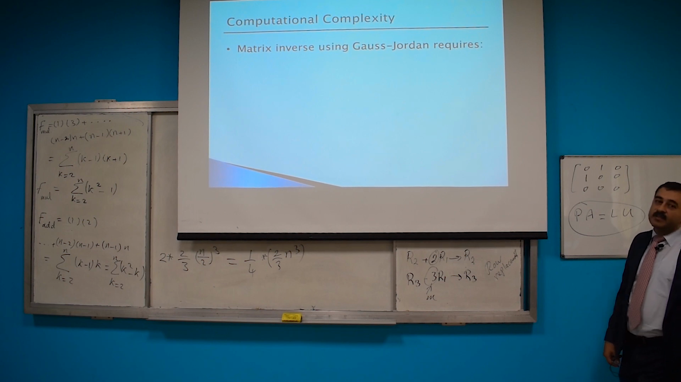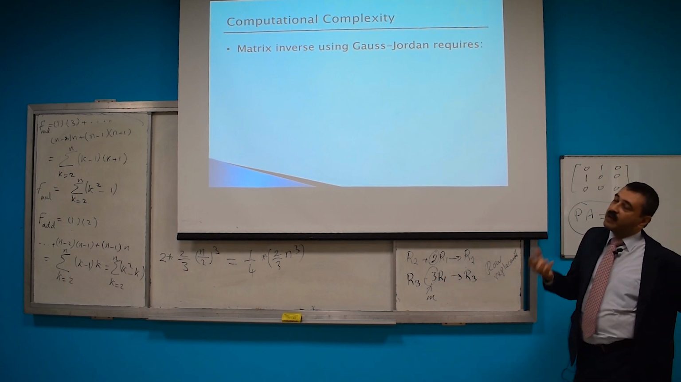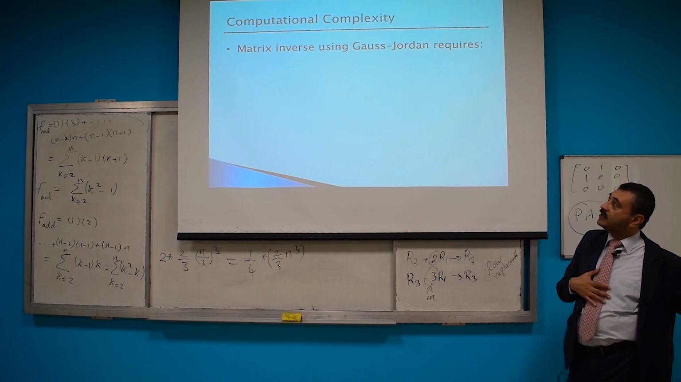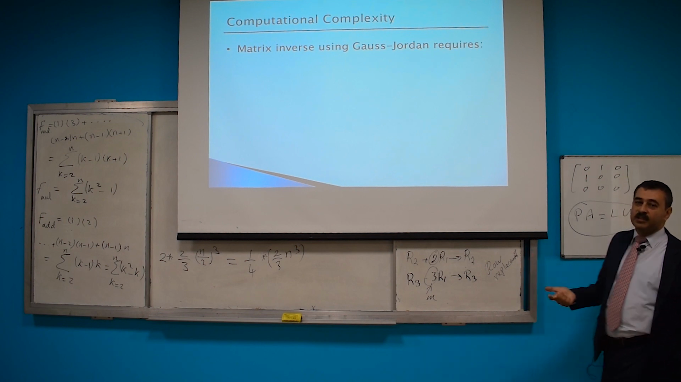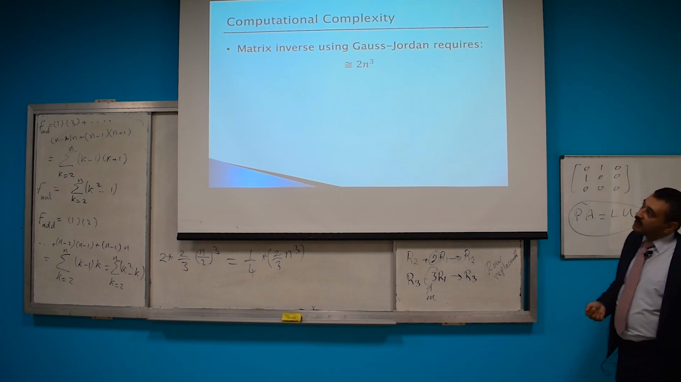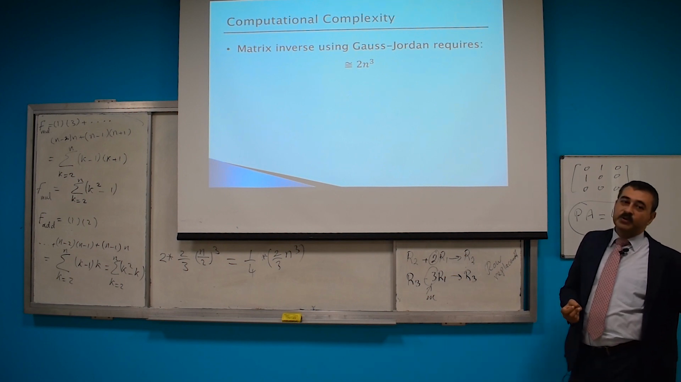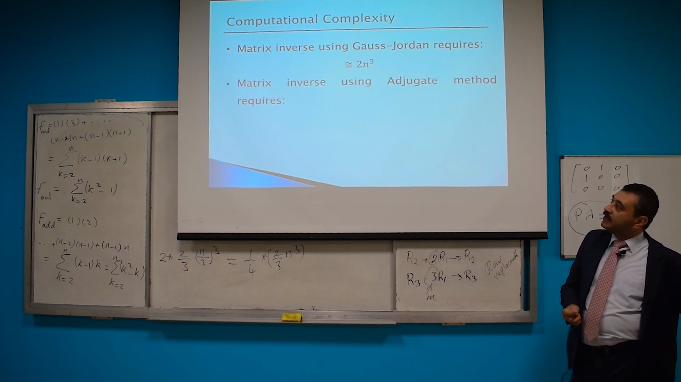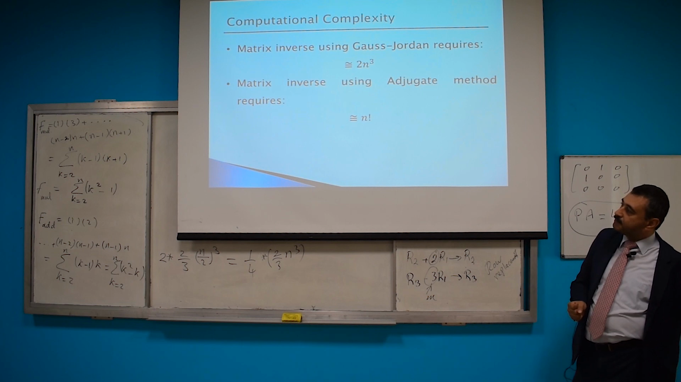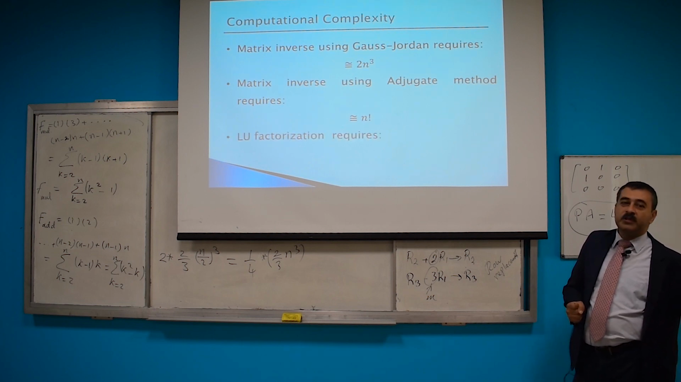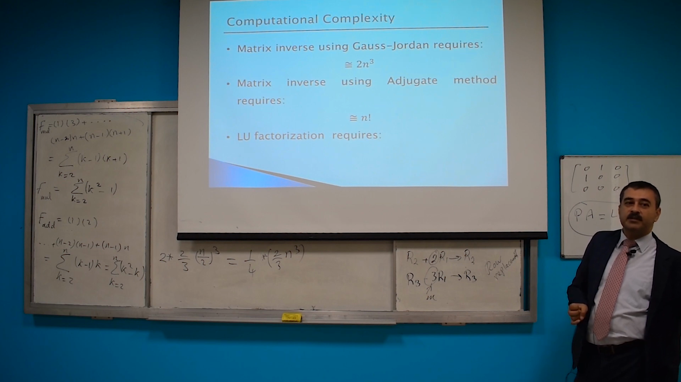The matrix inverse. If you do the same steps to find the matrix inverse, do you remember we can get the matrix inverse using Gauss-Jordan and the adjugate method? In Gauss-Jordan, you'll take 2n cube flops. And for the adjugate method, you take n factorial flops, which is a very large number for large n. Do you know how many flops you need for the LU factorization?